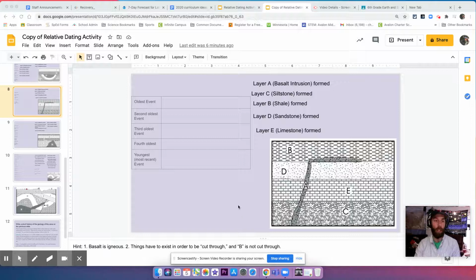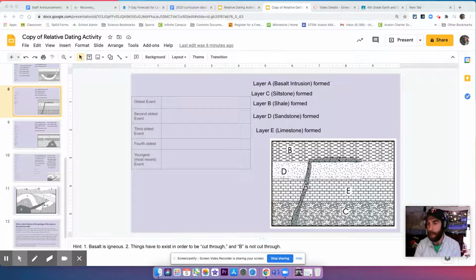Hey everybody, just a quick video to give you a few more hints. All right, layer A here is a basalt intrusion. That means it is igneous, right? So this is an igneous rock that had to cut through these layers, but then lay down flat on top of this layer, okay? So think about what would have to happen for this to cut through those and lay down on top here, right?